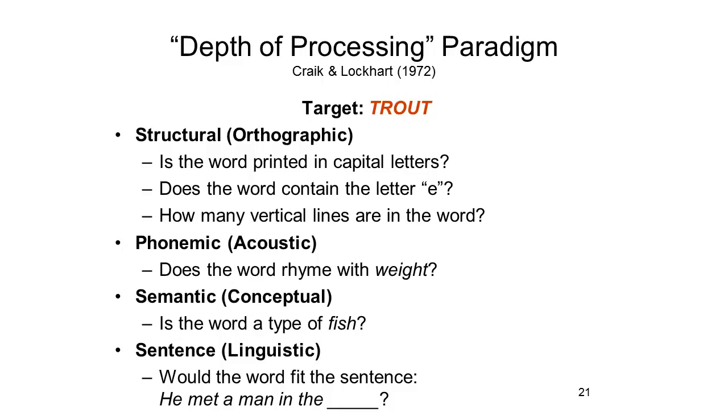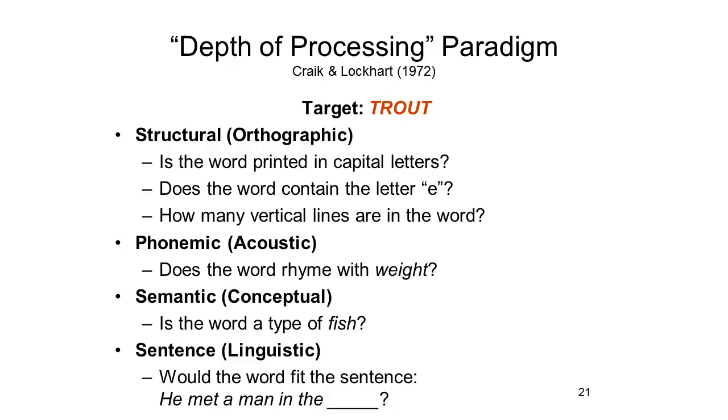Orthographic tasks focus the subject's attention on what the word looks like. In a phonemic or acoustic task, they're asked to make some judgment about what the word sounds like. For example, whether it rhymes with some other word. In a semantic task, subjects are asked to make a judgment about the meaning of a word, whether it means something similar to some other word, or is somehow associated with it, or whether it belongs in a particular category. And in a sentence task, they are asked to judge whether the word makes sense in a particular sentence frame, a judgment that is based on knowledge of grammar as well as knowledge of meaning.